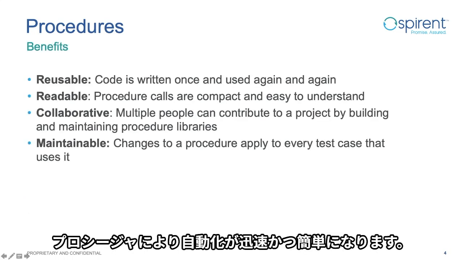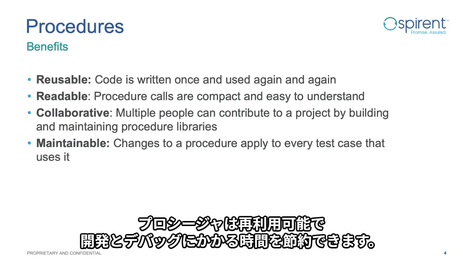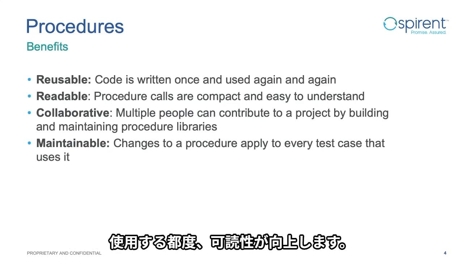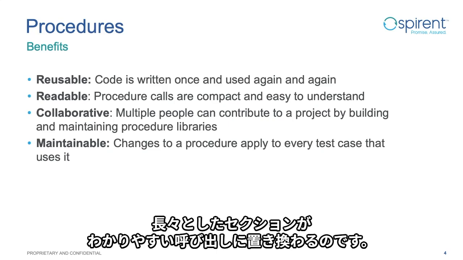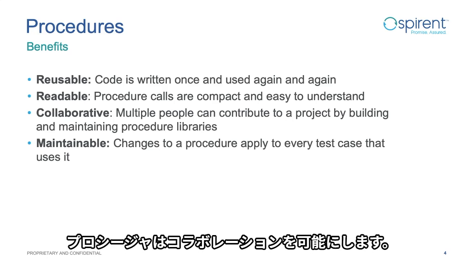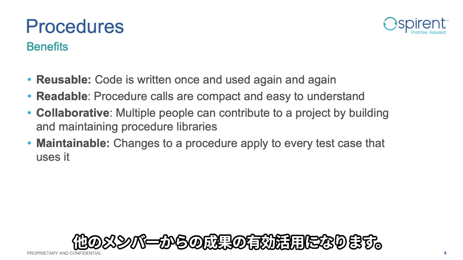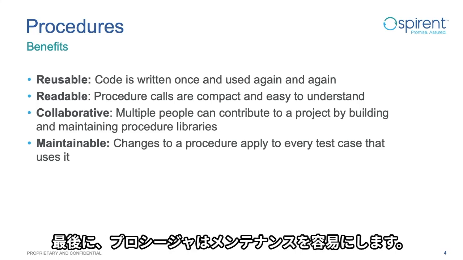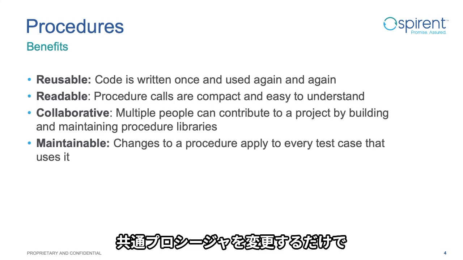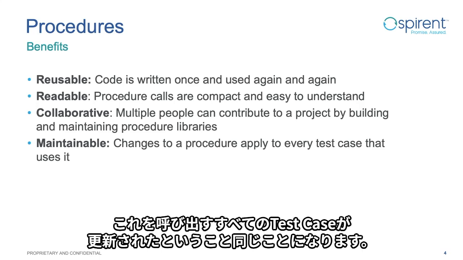Using procedures can make your automation effort faster and easier. Procedures are reusable, saving you development and debugging time every time you use one. They make your test cases more readable by replacing large sections with a single descriptive call. Procedures enable collaboration by making it easy for a team to contribute to different parts of a project and use others' work. Finally, they make maintenance easier. If a commonly used procedure needs to be changed, those changes will automatically be applied to any test case that calls it.